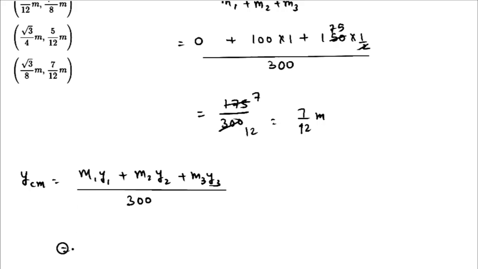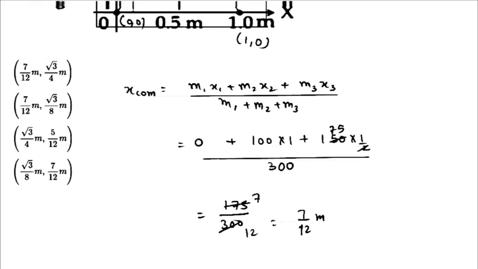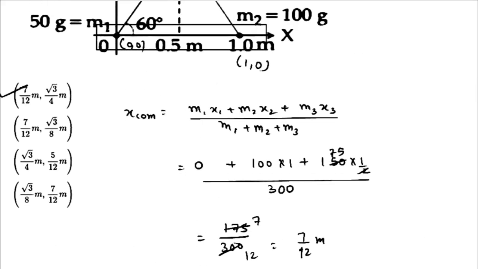So I will write down 0 plus 0. Third is having root 3 by 2 and mass is this. Total mass is 300. So this will get cancelled out by 2 and you will get root 3 by 4. So basically you got 7 by 12 comma root 3 by 4. Now you can check for the option. 7 by 12 comma root 3 by 4 is the correct one.